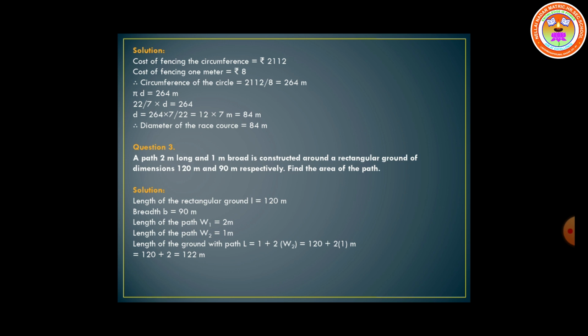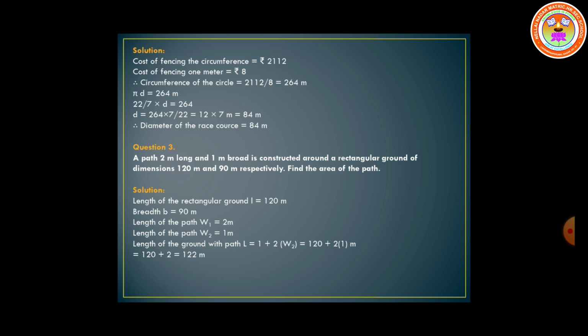So how do you find the area of the rectangular path? We know that the area of the rectangular path is equal to capital L into capital B minus small l into small b. Capital L and capital B, we have to find out. How do you find that? Length of the rectangular ground, small l, is equal to 120 meter. Breadth, small b, is equal to 90 meter. Width of the path W1 is equal to 2 meter and width of the path W2 is equal to 1 meter.